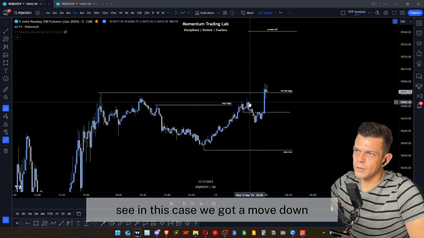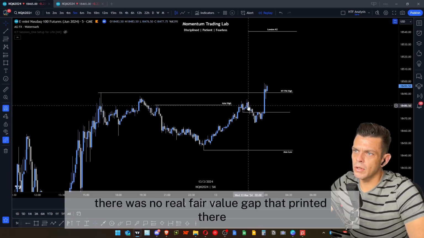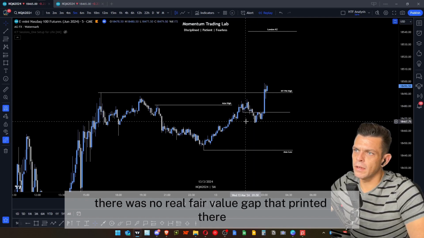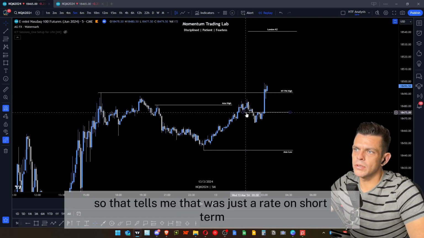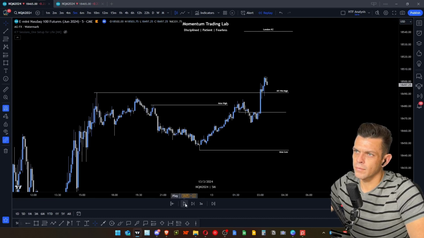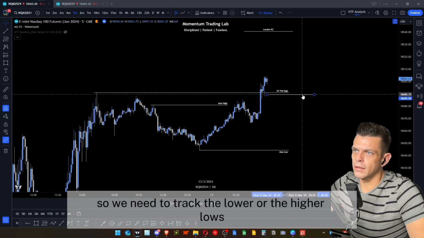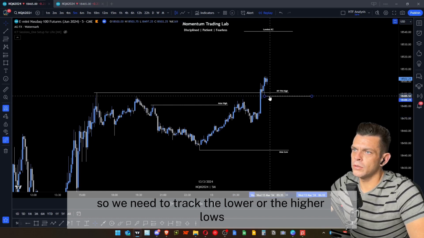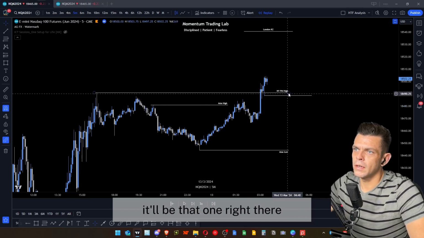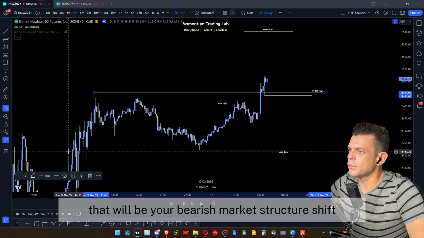See, in this case, we got a move down. But you'll see there was no displacement. There was no real fair value gap that printed there. So that tells me that was just a raid on short-term sell-side liquidity, so price can move higher. Okay, so we are still moving up, so we need to track the higher lows. So it'll be that one right there. So if we displace below that low, that will be your bearish market structure shift.